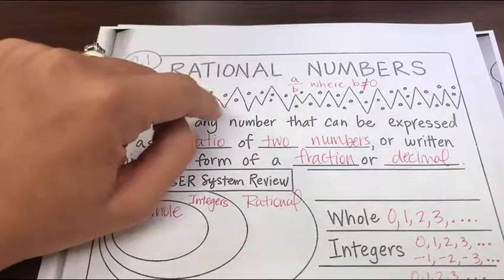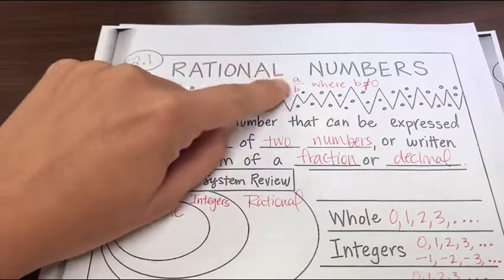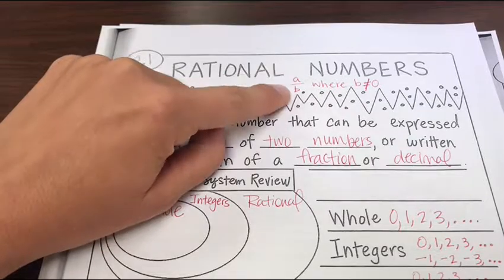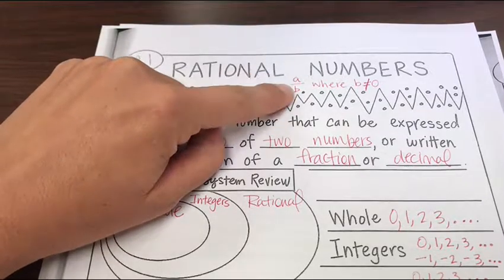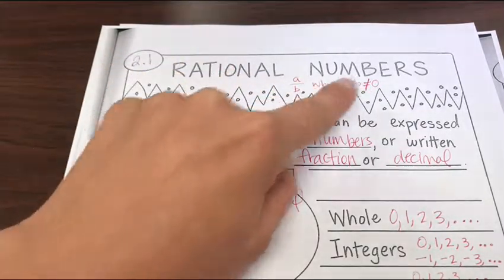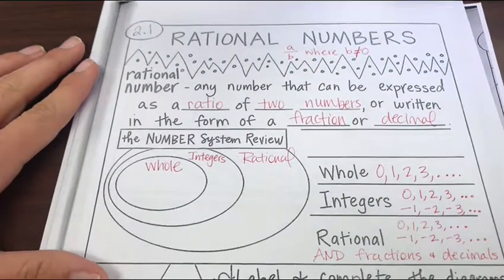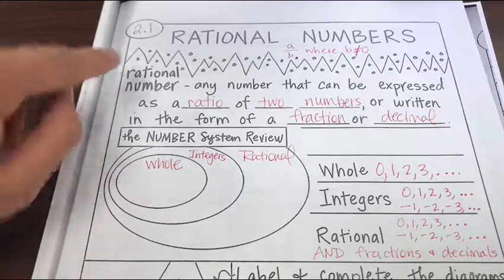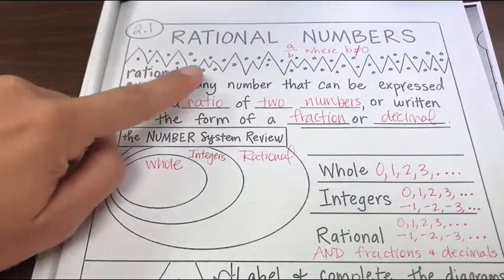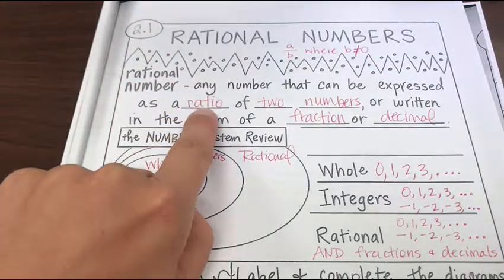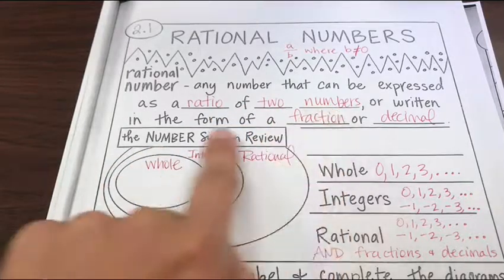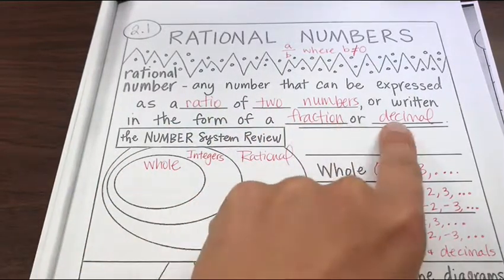So just a review, rational numbers: if it's a rational number, it can be written as a ratio that looks like a fraction where b cannot be 0. All right, and remember, you can pause this at any time and fill it in if I'm going too fast. A rational number is any number that can be expressed as a ratio of two numbers or written in the form of a fraction or a decimal.